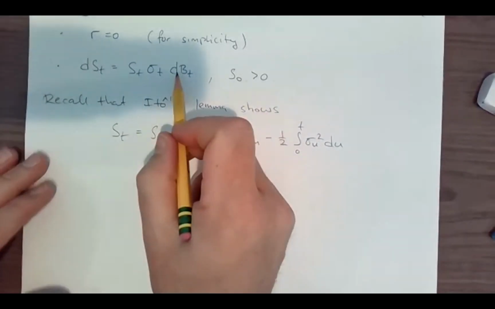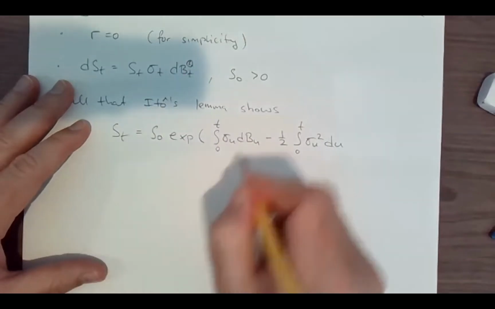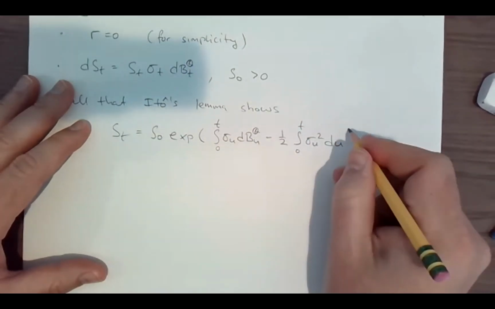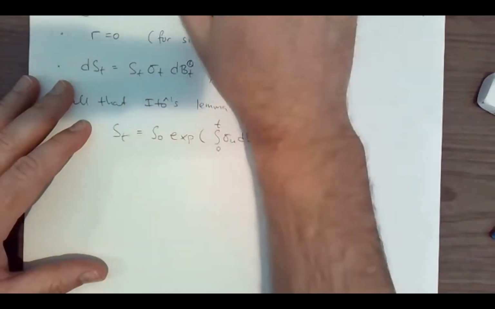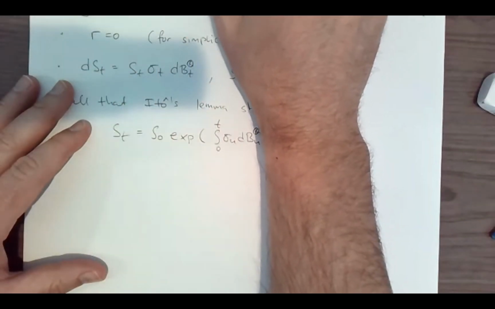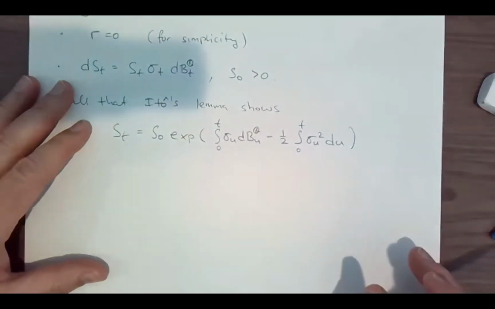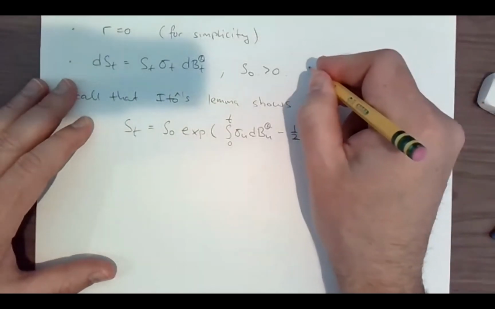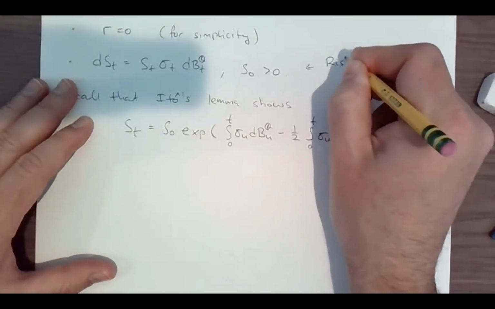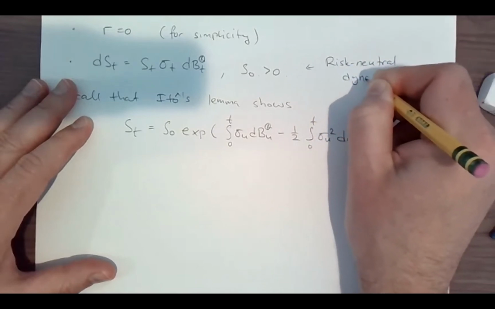Right. Here, this B, if you want, you can put a Q up here because it's going to be under that risk neutral measure. But there's no dt term here, so this is already under the risk neutral measure. These are risk neutral dynamics.